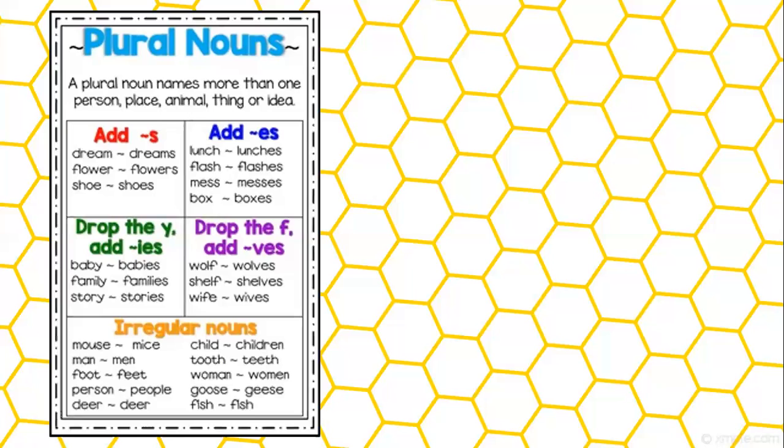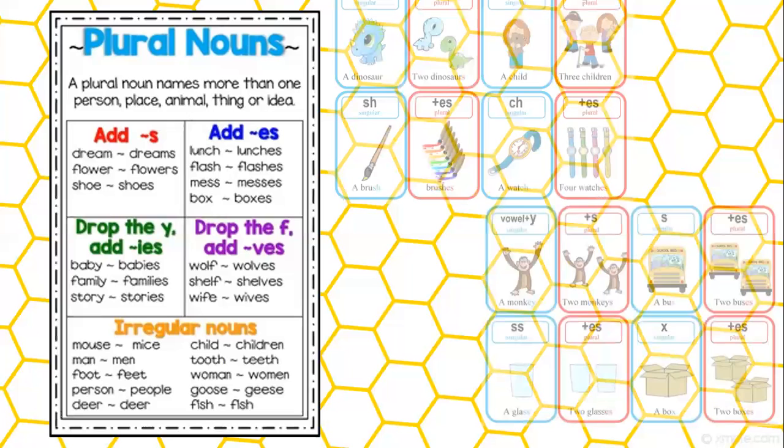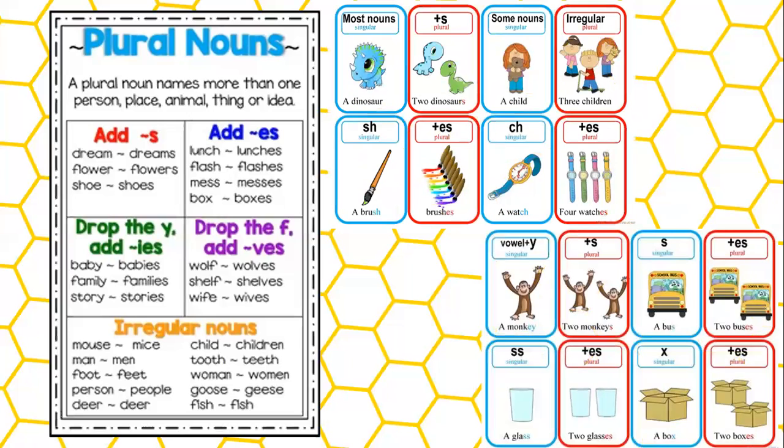Deer doesn't change. Same as fish. There's no "fishes" actually. Okay, so there's no "deers" also. So deer and fish do not change. Alright, so these are the words that we have to change.